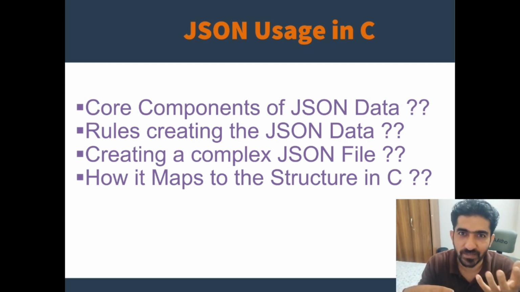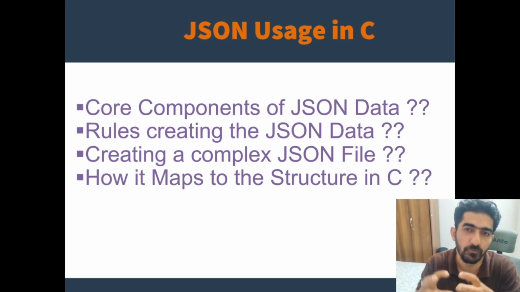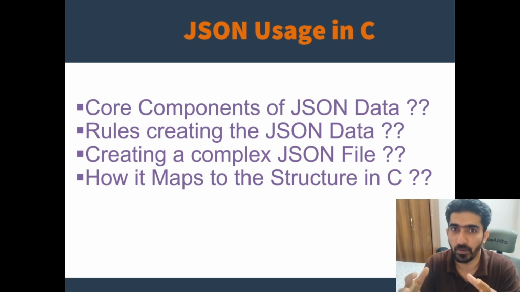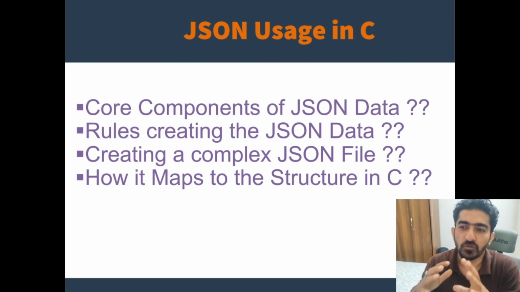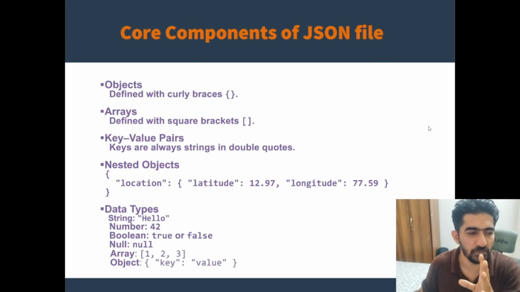For example, we get the file from the remote server and we are parsing it, putting it into some structures, right? That is our main motto. We are sending that data to some remote device, and after parsing we'll get that data and utilize it in a C program. That is our ultimate goal. So let's first start with the core components of a JSON file.